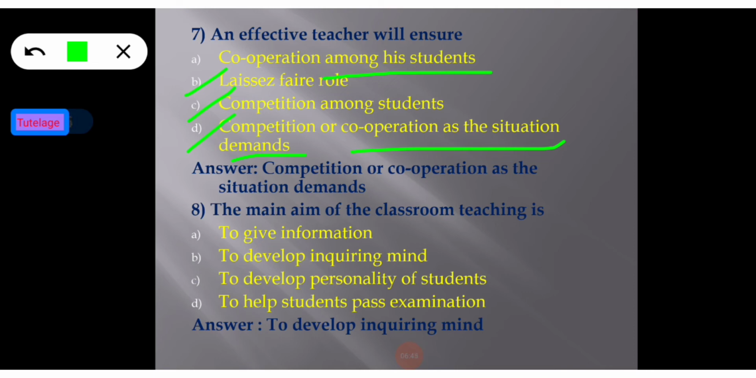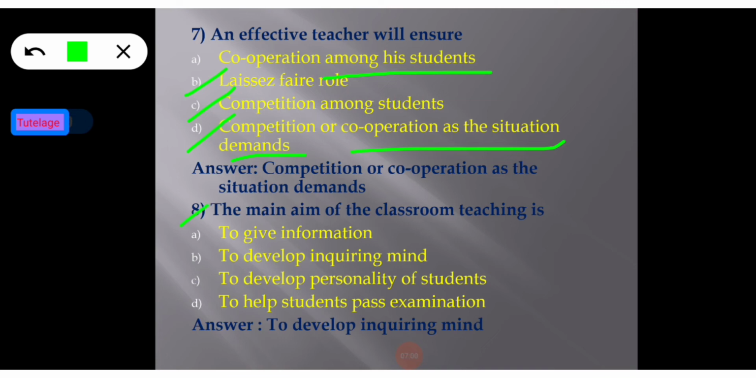Always an effective teacher will ensure competition and cooperation as the situation demands. Okay, so now move on to the next question.